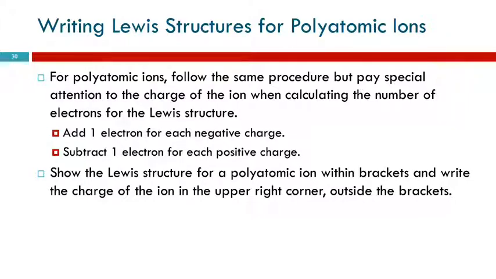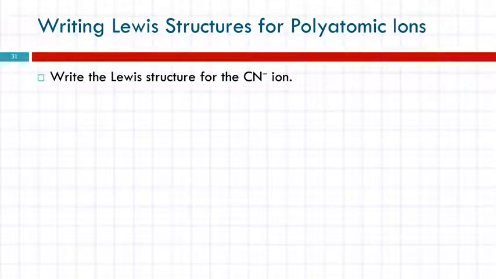Polyatomic ions, we're going to do the same procedure, but you need to take into account the charge on the ion. It's either gained or lost an electron. So we're going to show the Lewis structure in brackets and put the charge on the outside, unless you're doing a master in chemistry problem.